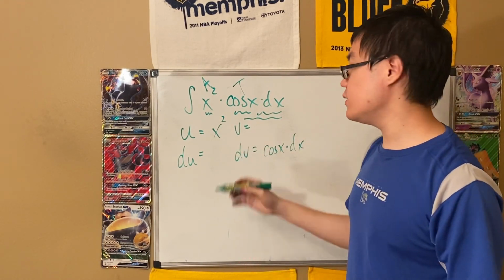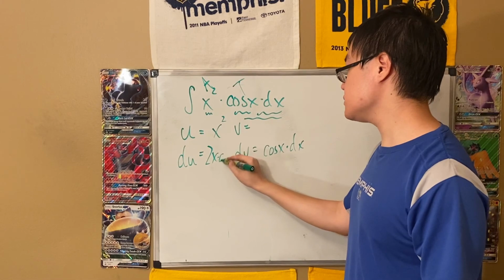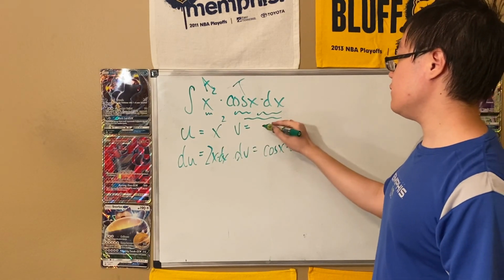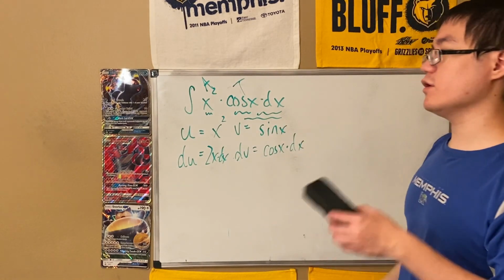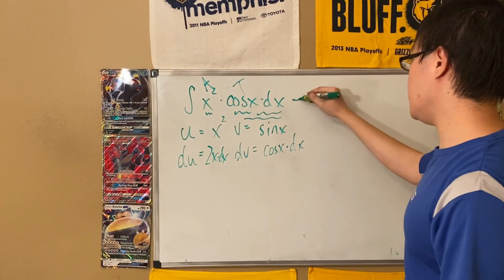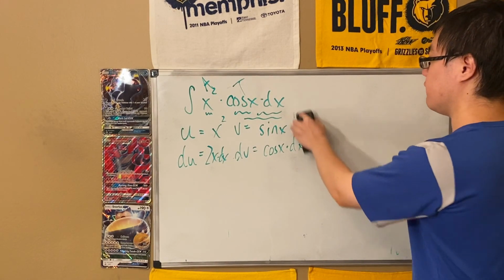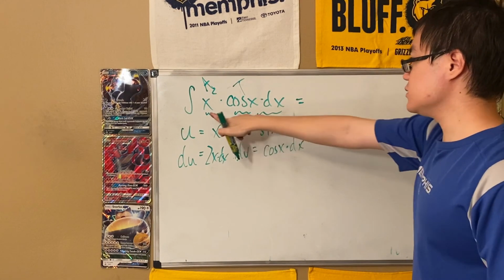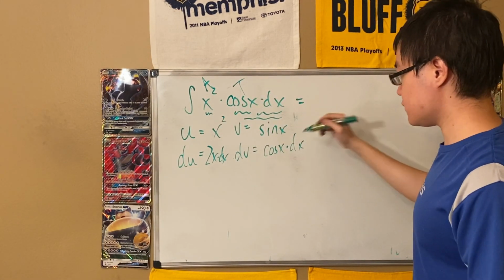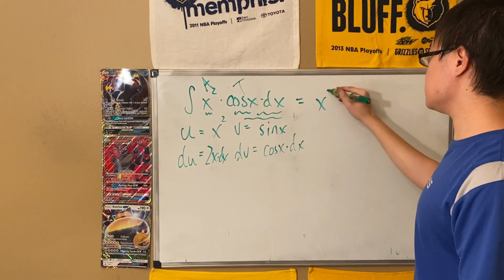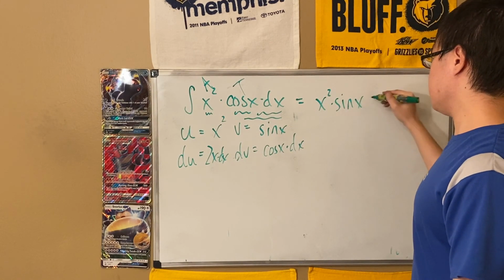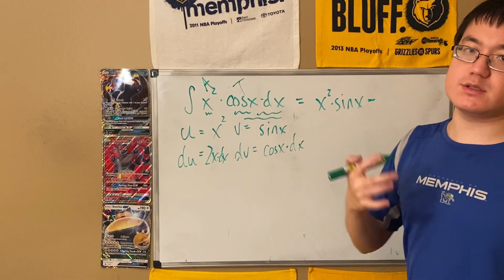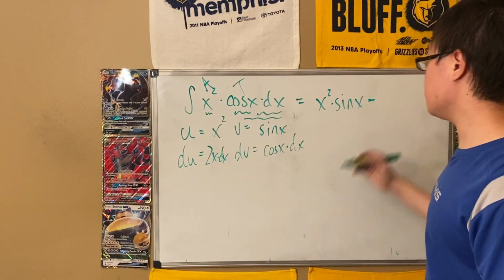The derivative of x squared is 2x times dx. What's the integral of cosine? Well, that's going to just be sine x. We are good to go. So let's just write the formula down. The formula is u times v minus the integral of v du. So u times v looks like it's x squared times sine x minus, because the formula is uv minus the integral of v du.